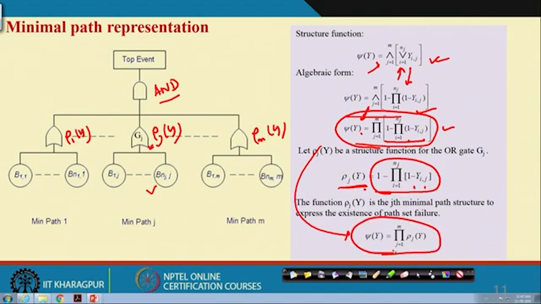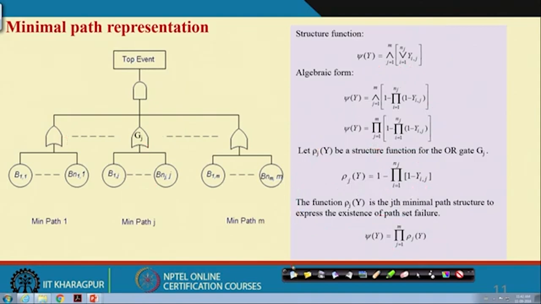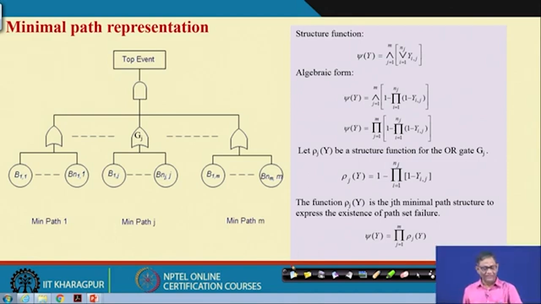So, if you go for minimal path representation, what do you have to do? You first have to find out the structure function for all the OR gates, which are basically the inputs to the top event using the logic AND gate. Then find out the structure function everywhere and get its algebraic form, and then the AND gate is the multiplication form. That way it will be written like this.